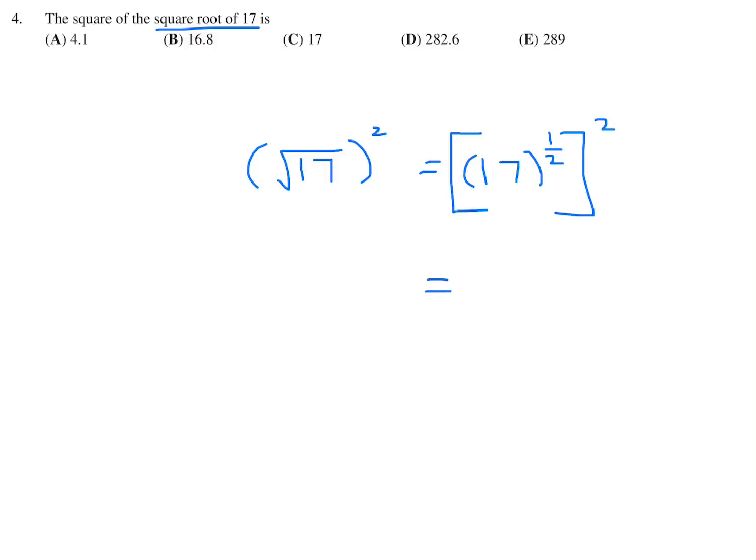And if you remember, now you would multiply these two together. So it'd be 17, 2 over 2, which is just 1, so it would be 17 to the power of 1, which is just 17. So 4, the answer is C.